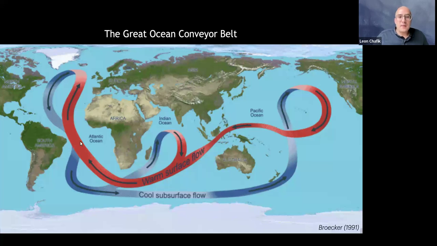This is a topic that has been highly debated and it's still debated. So how is this circulation changing over time, and especially what are the effects of global warming on this circulation?